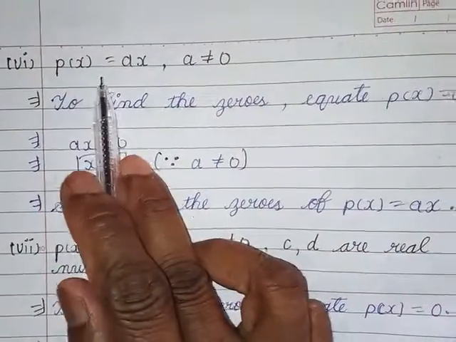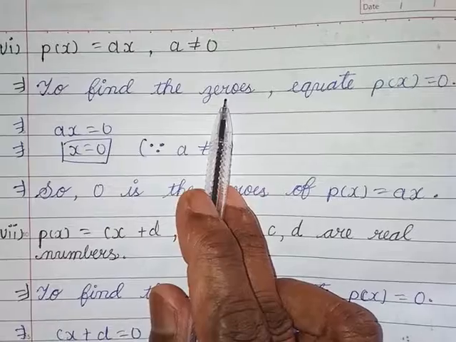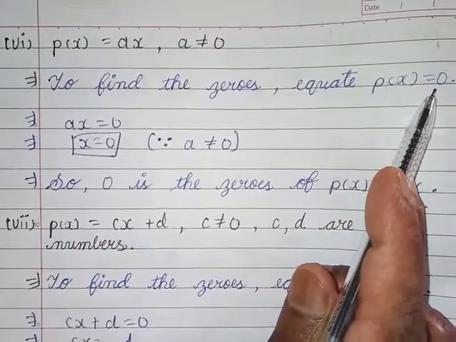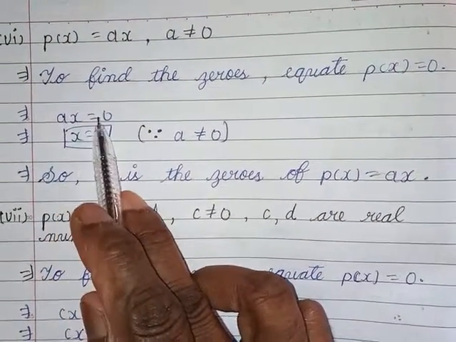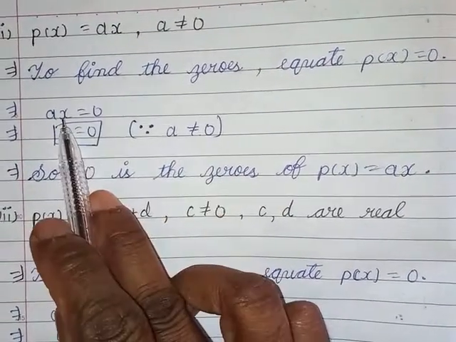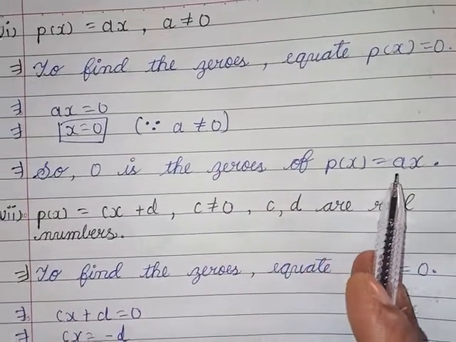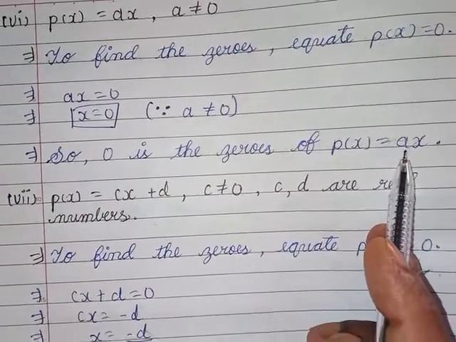Next, p(x) is equal to ax, where a is not equal to 0. To find the zeros, equate p(x) is equal to 0. So ax is equal to 0. So x is equal to 0 because a is not equal to 0. So 0 is the zero of p(x) equal to ax.